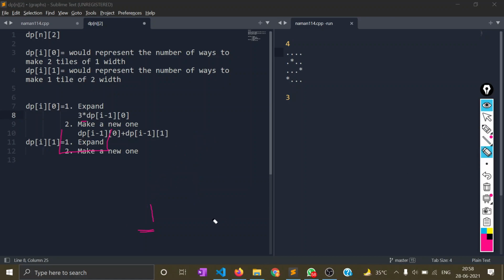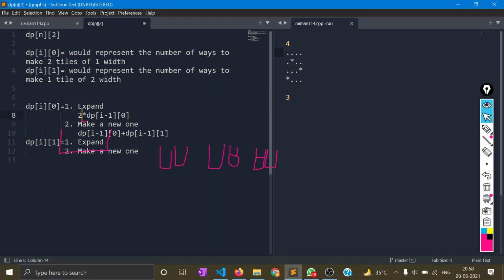Actually, not 3 into, because there are two cases, right? Not three. There are two cases. If we are expanding, we can expand one and leave another as it is. We can expand both. Oh, sorry. There are actually three cases because we can expand a mirror image as well. Sorry, my bad. I hope I didn't confuse you.